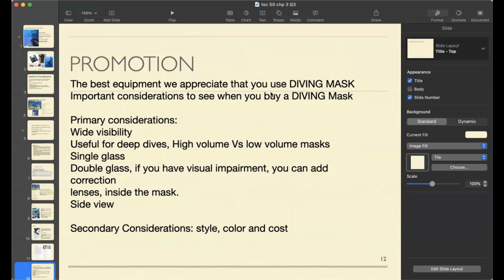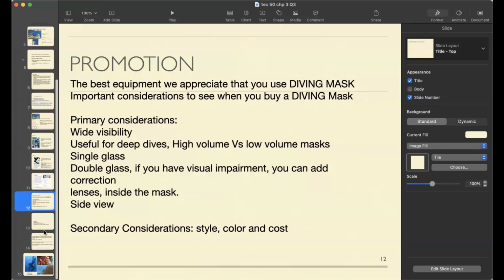I like to promote using the dive mask. The important consideration for using the dive mask is wide visibility, used for deep dives. It's a high volume versus low volume mask. We usually use a high volume mask for deep dives because it is a big single glass. Double glass is usually useful when you have a visual impairment and need correction lenses. In that case, you need a double glass. In the high volume mask, you have a skirt all around, and low volume masks have side view, which you can use. Secondary considerations are style, color, and the cost.